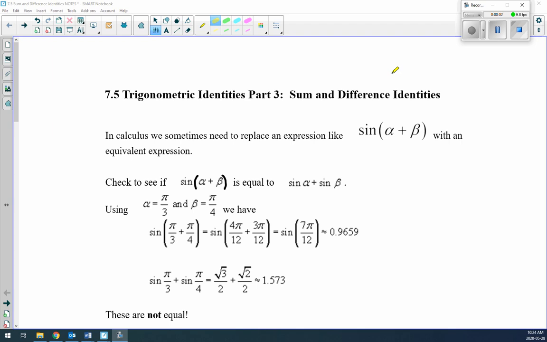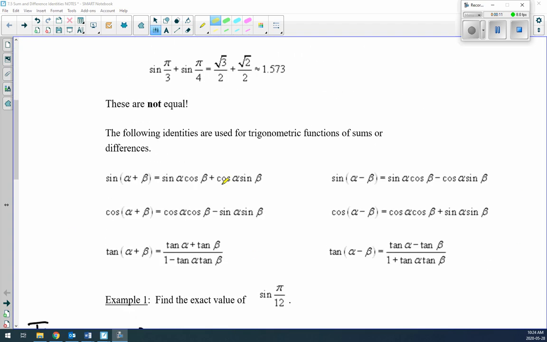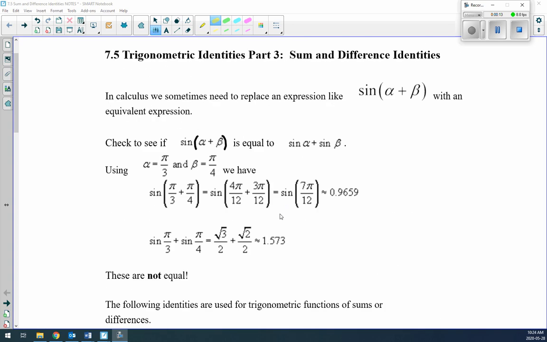Grade 12 pre-cal, 7.5, trigonometric identities. Sum and difference identities. These are on your formula sheet again, and you'll see them right here. These are the 6 of them we're going to use. So let's start by changing this out and see.